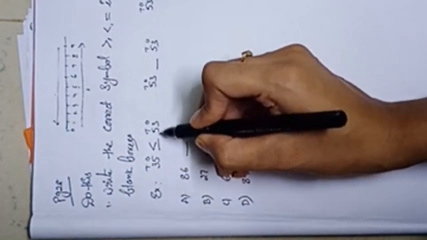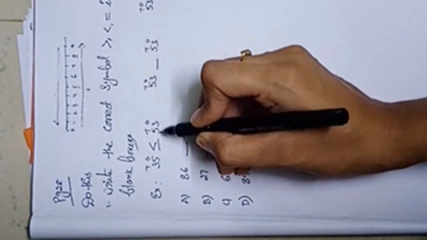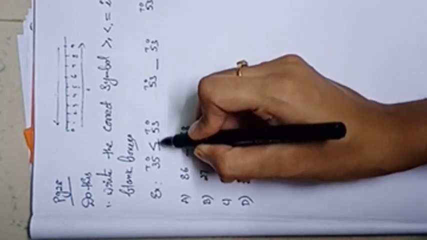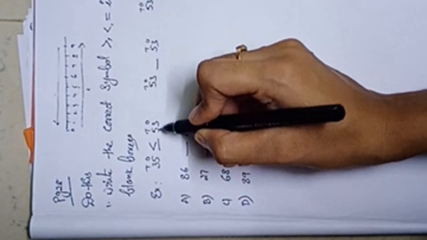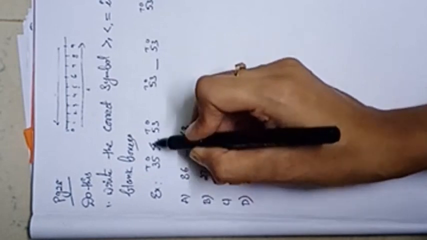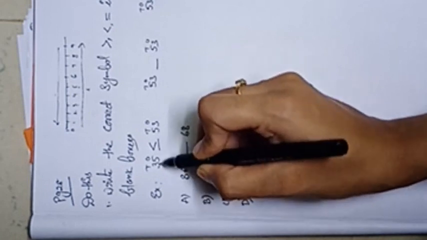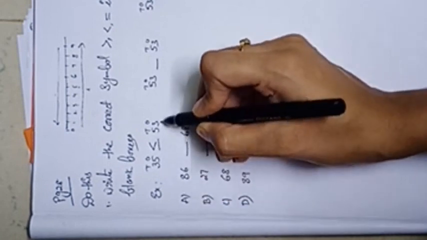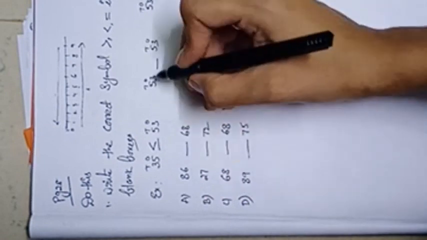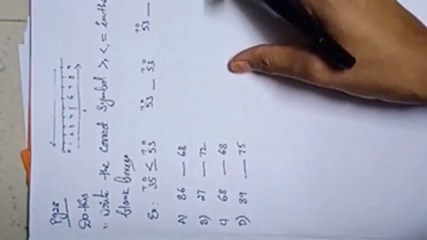So 3 is smaller than 5, and you know 5 is greater than 3. So the crocodile wants to eat the bigger number. So 53 the crocodile will eat. So it will open its mouth towards 53. Now you read this: 35 is less than 53. Understood, children? Now, next question. Observe carefully.